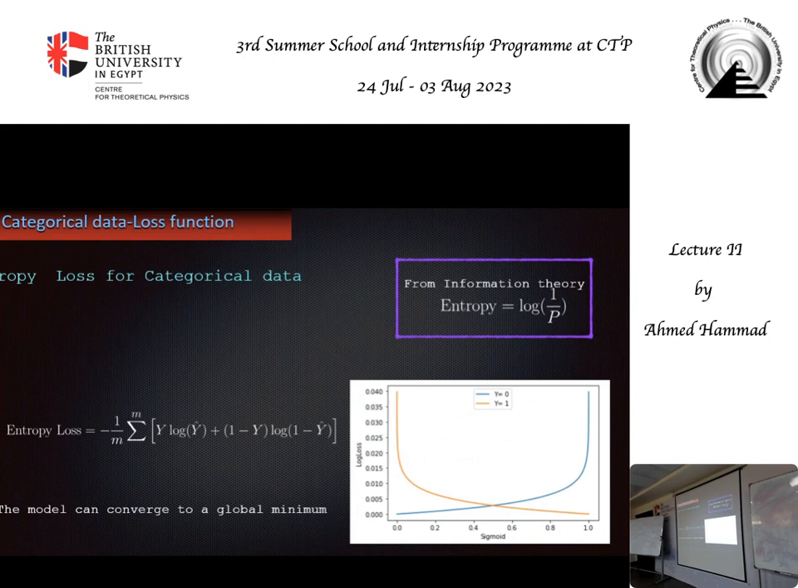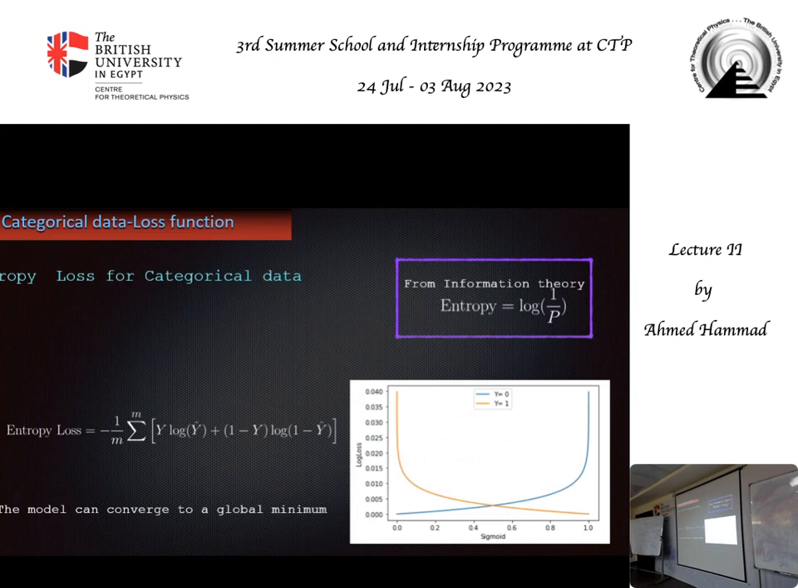Because you have a probability in the model. Yes, that's right. Okay, so we have the y, the first term, and also 1 minus the y and 1 minus the y hat. So this term actually makes the binary cross entropy or the categorical cross entropy.